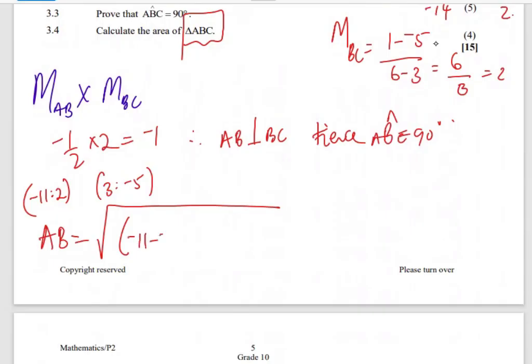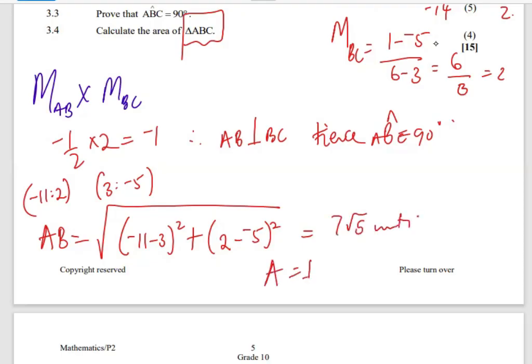So negative 11 minus 3 squared plus 2 minus negative 5 squared. So what does that give us? That's 14 squared, we're saying plus 7 squared. This gives me 7 square root of 5 units.